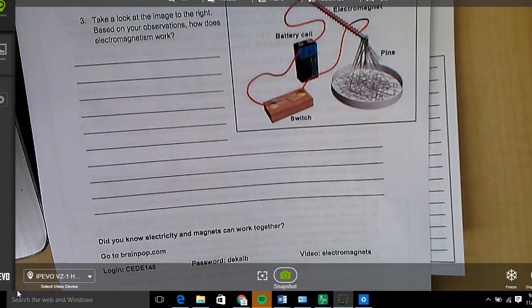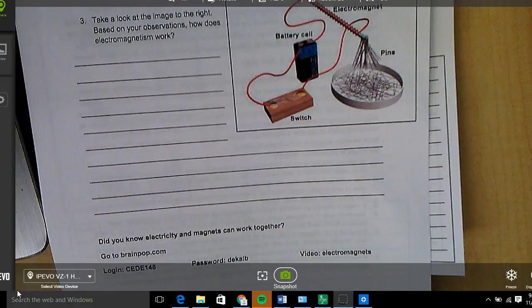What does it mean? Opposites attract. What would I have to do to make this attract? Basically, these two magnets would not attract. What would I have to change so that these two magnets attract?